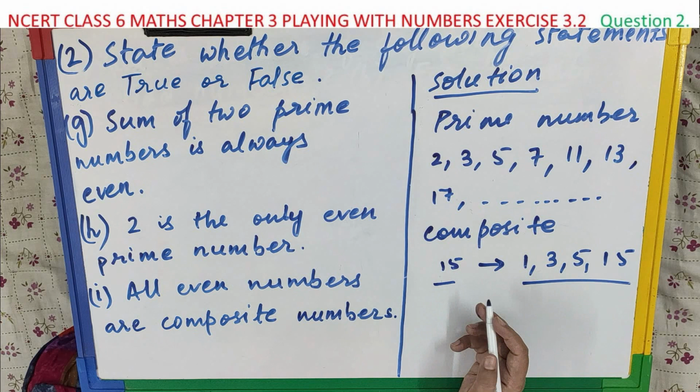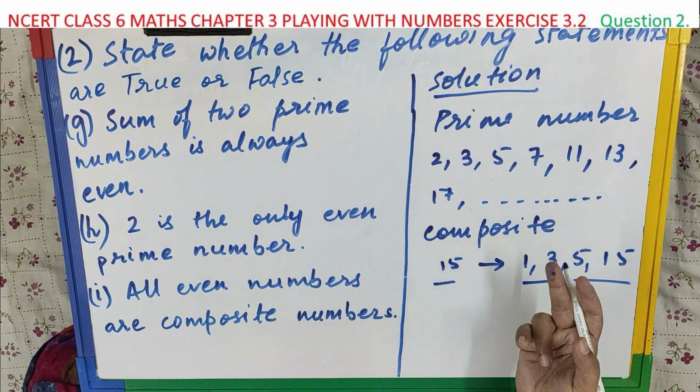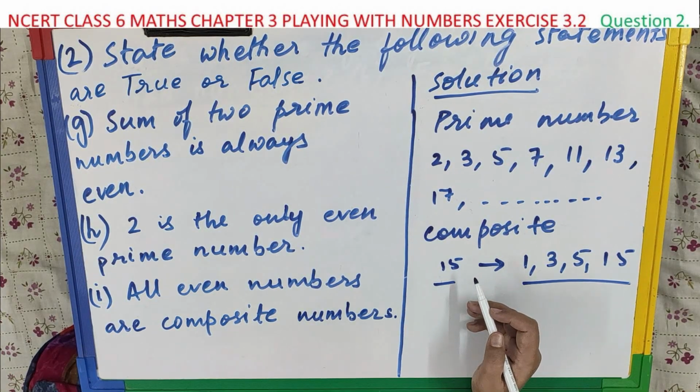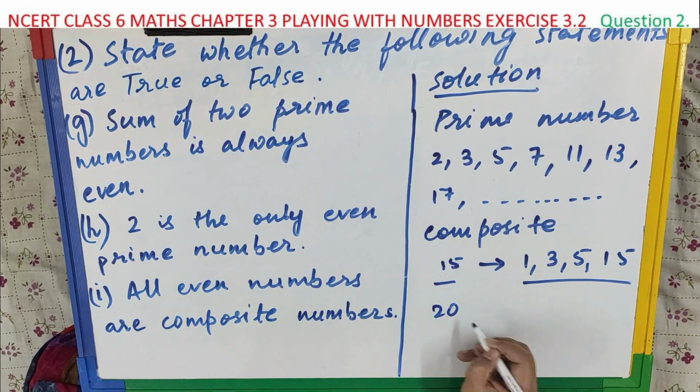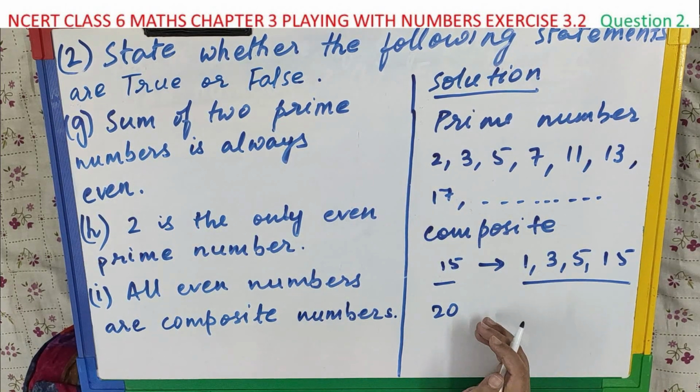So, understood? Prime numbers are those which have only 2 factors, which can be divisible by only 2 numbers, and composite numbers are the numbers which can be divisible by more than 2 numbers. Like 20 is also a composite number because it is divisible by more than 2 numbers. It means it has more than 2 factors. Understood?